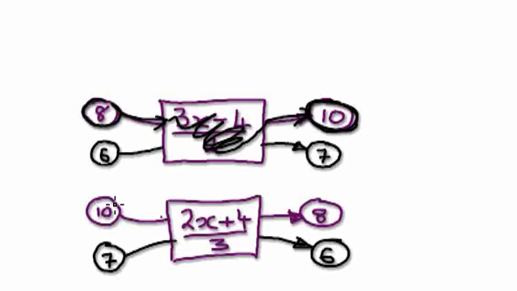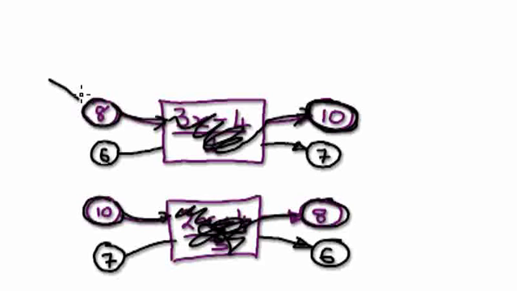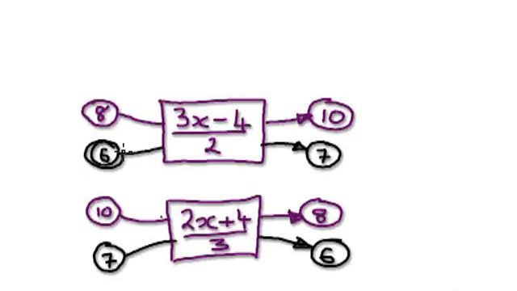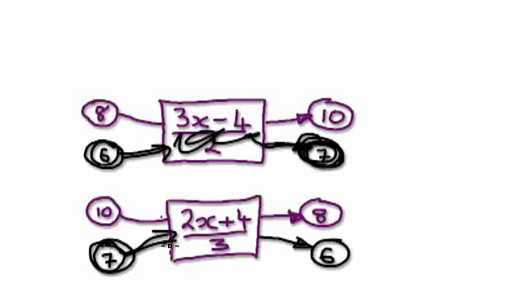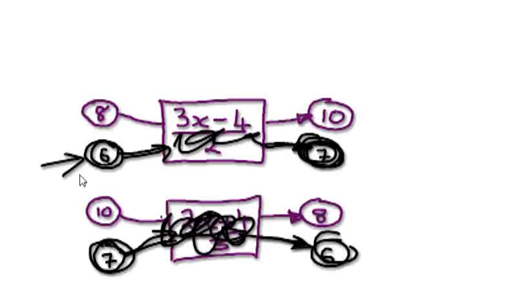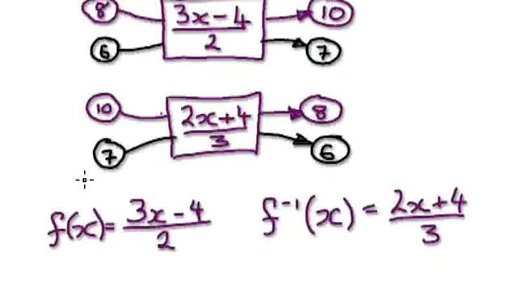And then if you put the number 10 into the inverse, it will basically work backwards to spit out what you originally put in, which was the 8. The same goes with another number, 6. If you put 6 into here, it would do its job and spit out the number 7. And when it comes to the inverse, if you take this 7 and put it into the inverse, it will do its job and spit out the number 6, which was the original here.